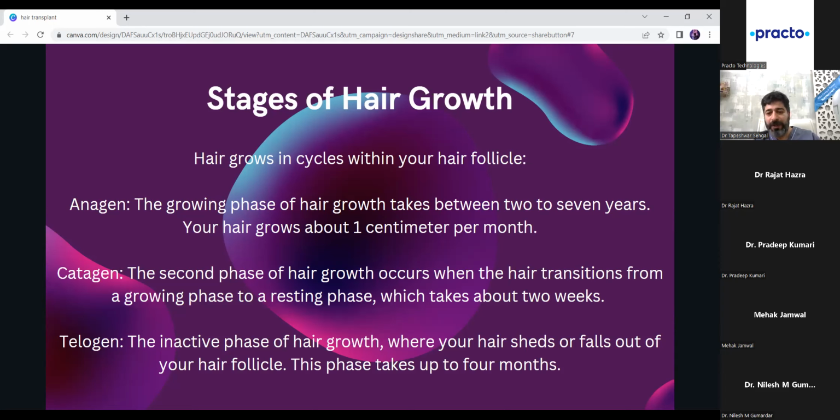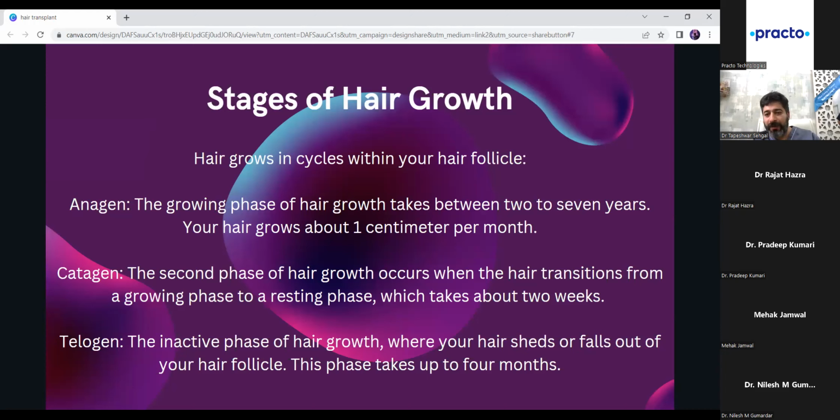Immediately after hair transplant, you will see there is no growth for 1 or 2 months. That is because the transplanted hair enters into the resting phase. And the third one is the telogenic phase. The telogenic phase is the inactive phase of the hair growth where the hair will lie silent, and it may take up to 4 months.